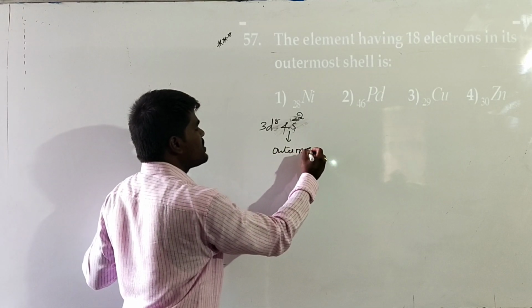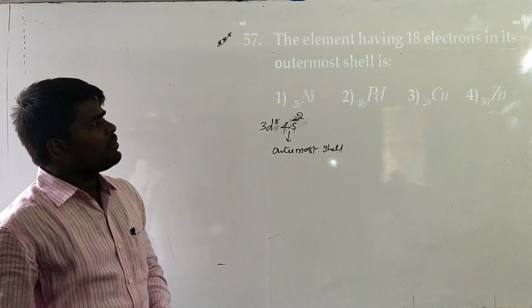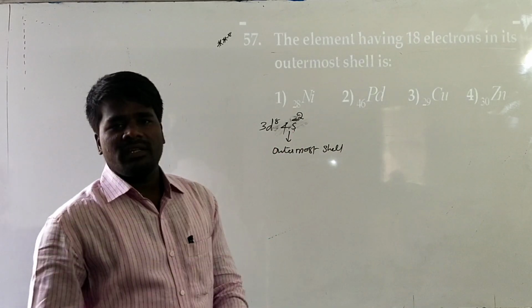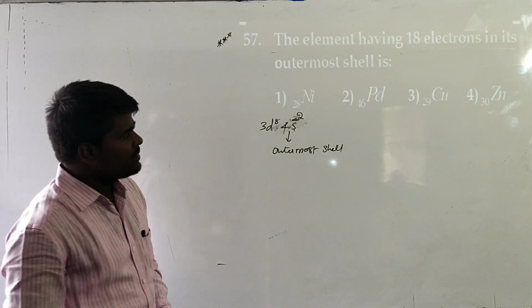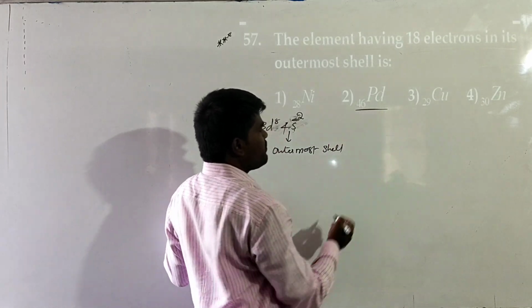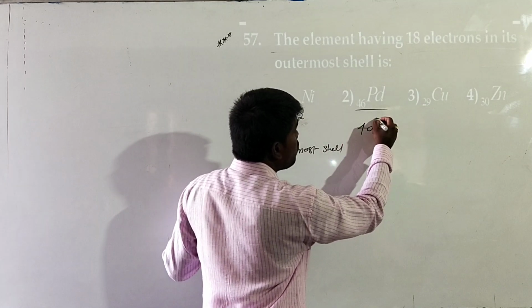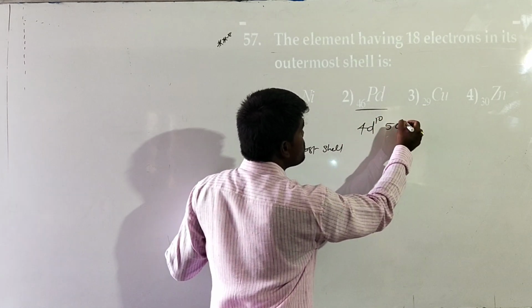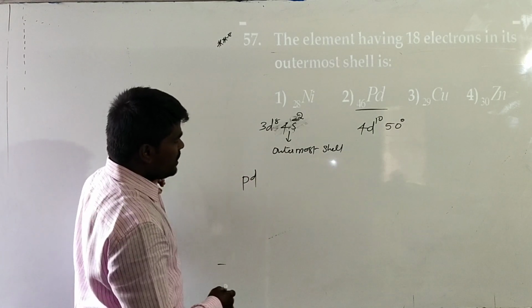How many electrons are there? Only 2 electrons are there. So according to the question, which of the following has 18 electrons in the valence shell? So you can exclude the first option. Now let us go to the second option. I said palladium is very important in terms of its electronic configuration. What is the electronic configuration? 4d10 5s0.